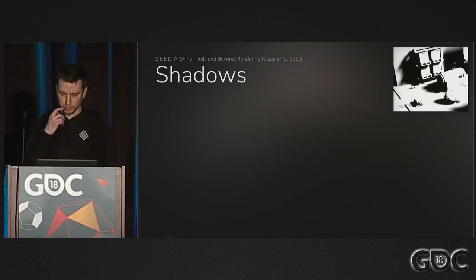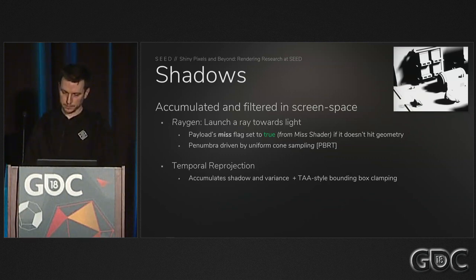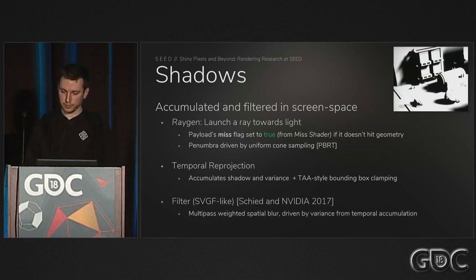And the last technique I want to cover is screen space filtered shadows. In our case, we accumulate those and filter them in screen space, and we use the mist shader to figure out if we're not in shadow. We support hard and soft shadows by opening the cone angle. And again, with a wider cone angle, well, you get noise, you have to filter it. So we first reproject results, TAA style, and accumulate shadows and variance. And then we apply an SVGF-like filter that has been super simplified, where we have a multipass spatial blur that is driven by that variance from the temporal accumulation.